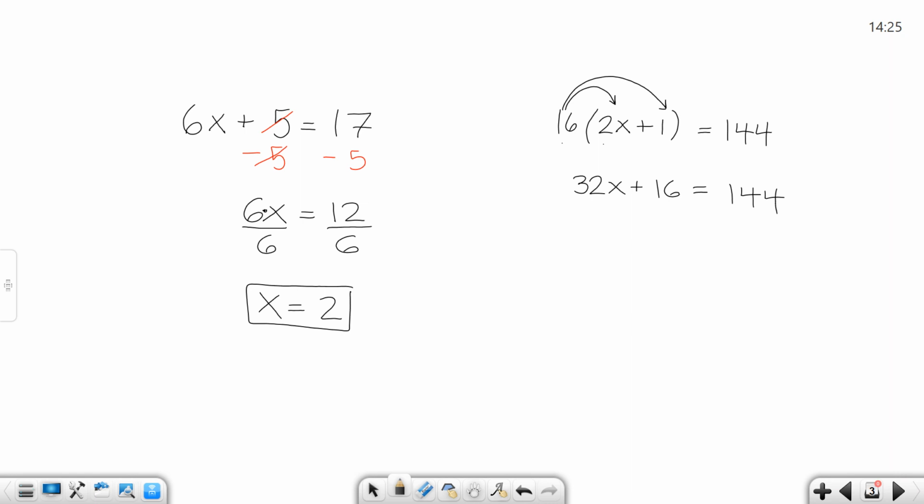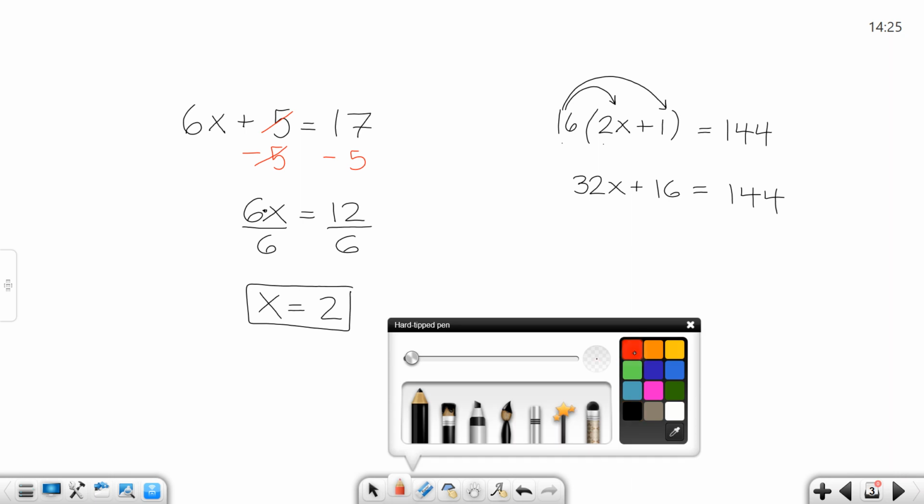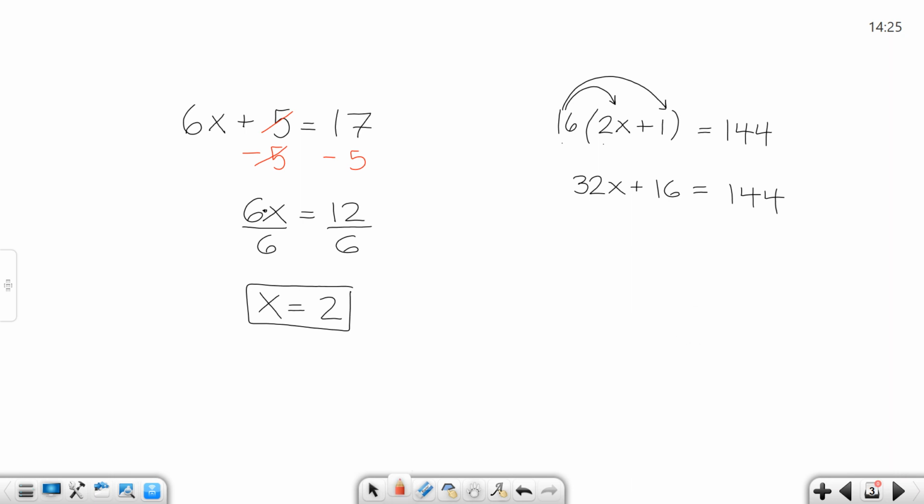Now, to solve this out, we're still trying to get the x by itself. So we have to move the 16 and move the 32, and you start with the 16. So I'm going to subtract 16 from both sides. So 32x would equal this value. So we're going to have to borrow, and I'm going to get an 8, and a 2, and a 1. There we go. So now I've got times.